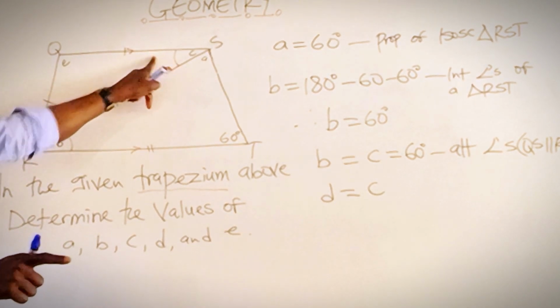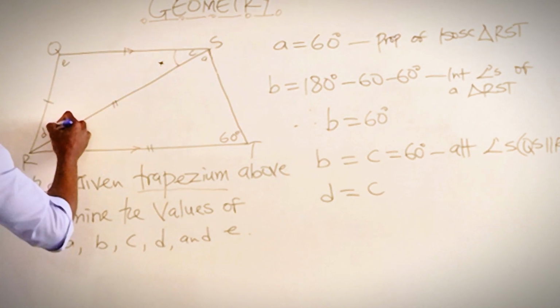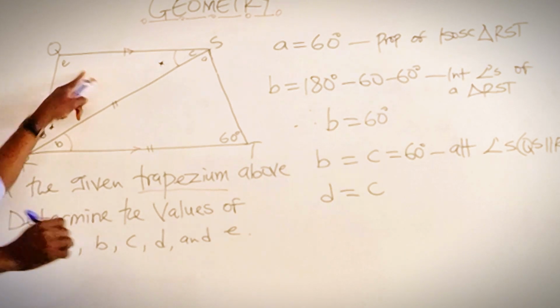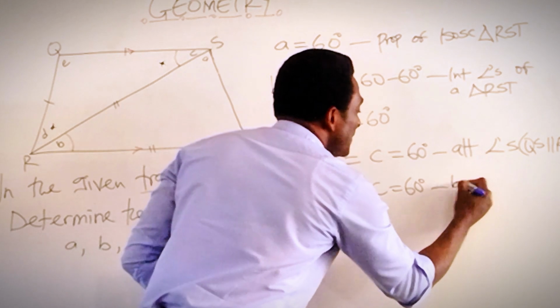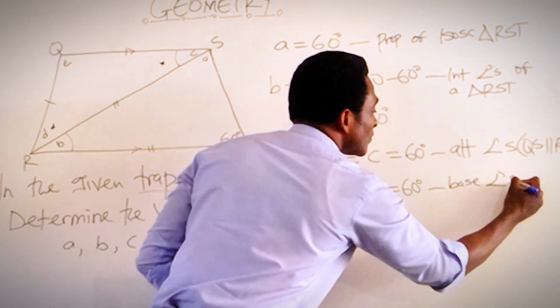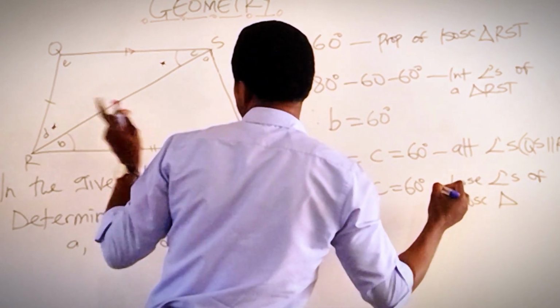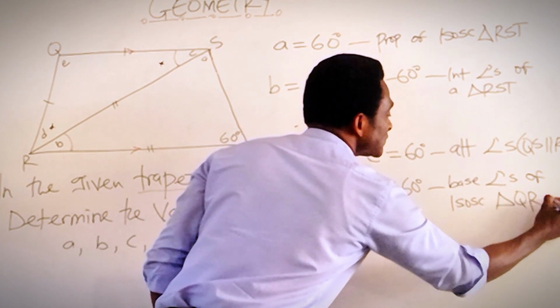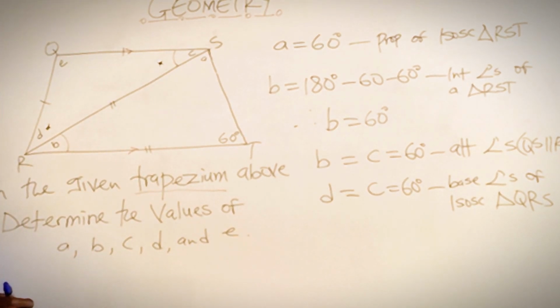D is equals to C, because this length is equals to this length, so this becomes the base angles of this isosceles triangle. So we have base angles of an isosceles triangle QRS in this case. So that is our D. Our D is also 60.